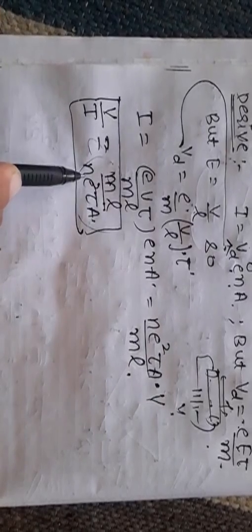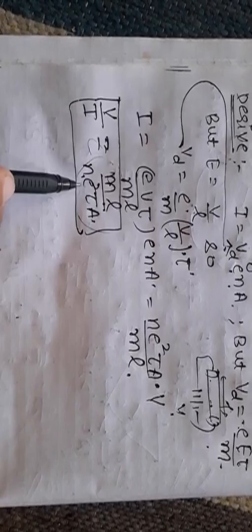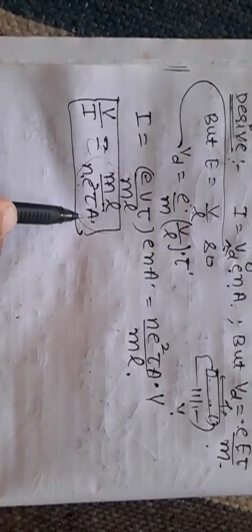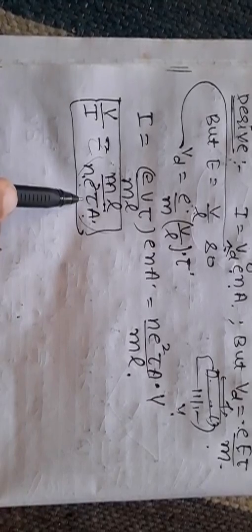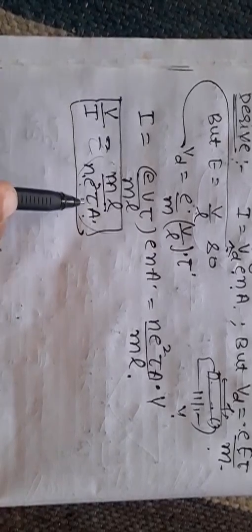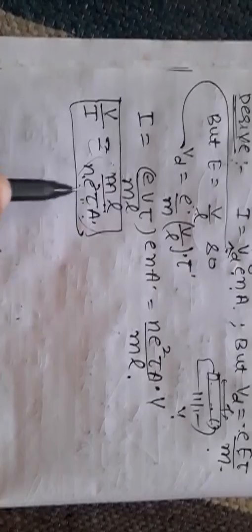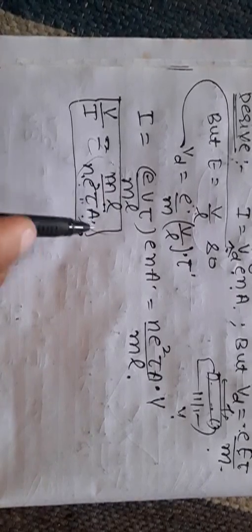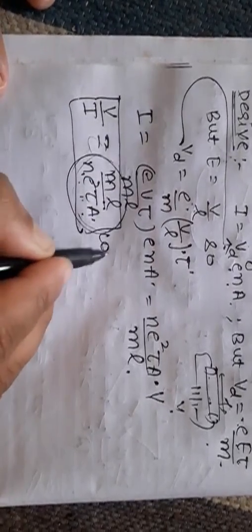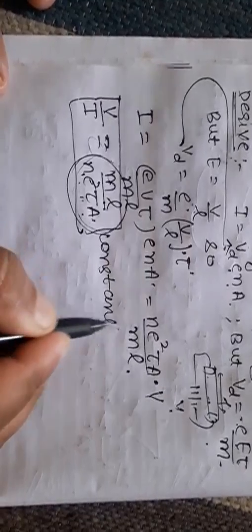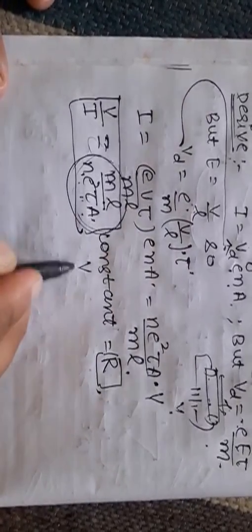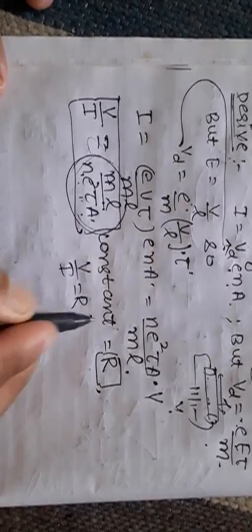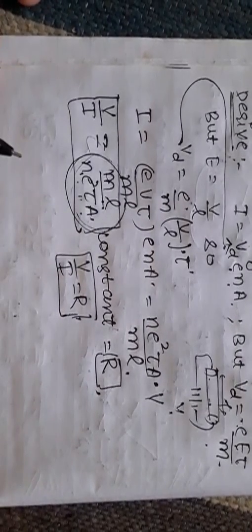What is n? Number density, the number of electrons per unit volume, which is also a constant. e is the charge on electron, constant. A is the area of cross section, constant. What is tau? Tau is the only value which might change. But since the temperature is kept constant, the relaxation time is also constant. So this whole quantity is a constant. This constant later on we call resistance. So that is why V by I equal to R.